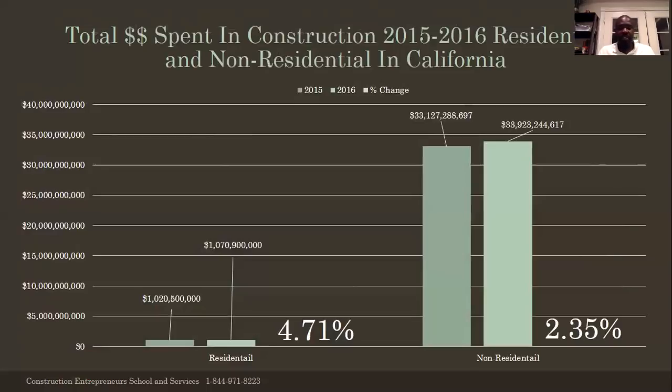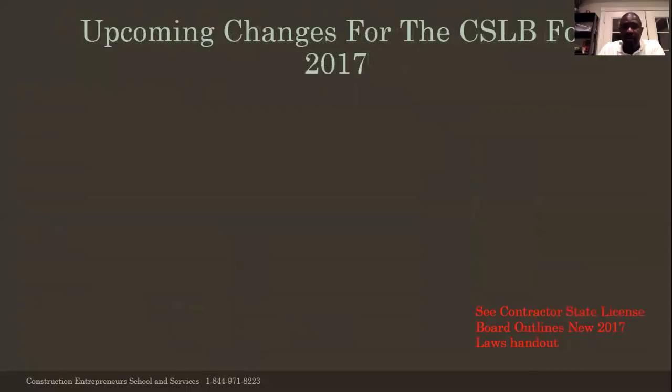Construction is up. As you see, residential is up 4.7%. On the non-residential side it is up 2.35%. And that's just from 2015 to 2016. We already know it's even up moving into 2017, coming to the end of 2017, moving into 2018. You can see on the freeways, a lot of apartments going up and everything. So there's a lot of work out there for everyone.